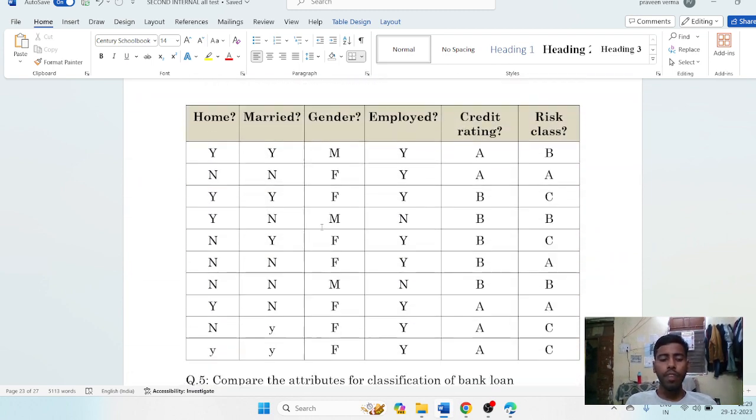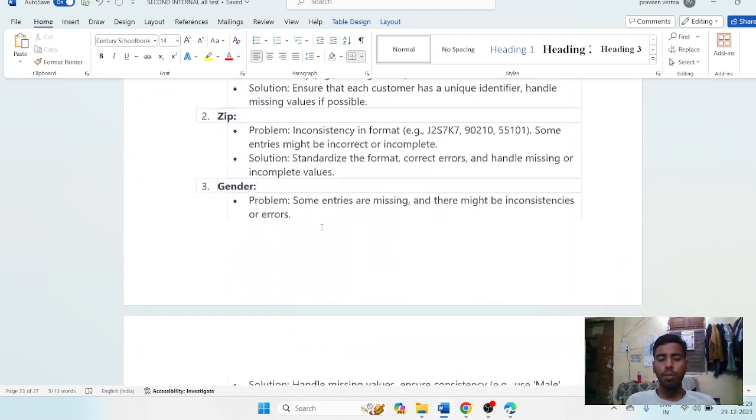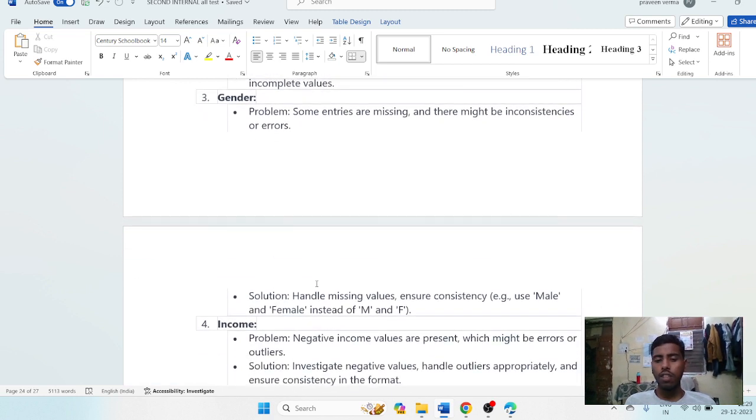So what is the solution for this type of problem? We need to find the missing values, handle them, ensure consistency, and use male and female instead of M and F.